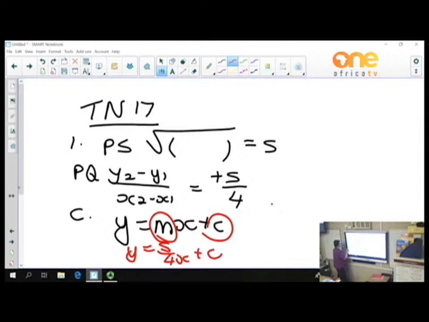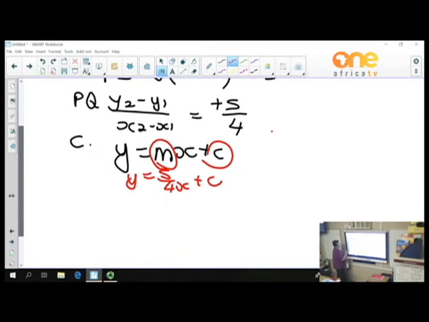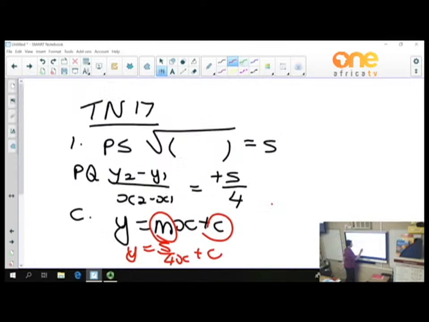And which coordinates will we substitute now? Either P or Q. And then you got 2, isn't it? So this one's answer is then plus 2. Plus 2 there.